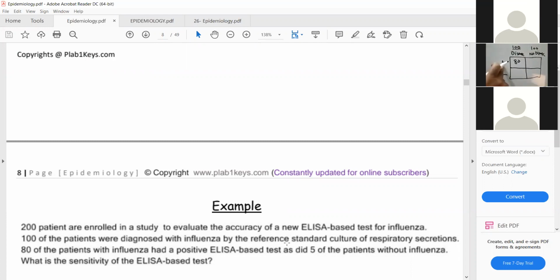So we'll write positive result in this column, in this box. These 80 are the patients who have the disease, and also their screening test is positive. So we can say that they are true positive. Out of these, 80 have a positive ELISA test, and 20 have a negative ELISA test.